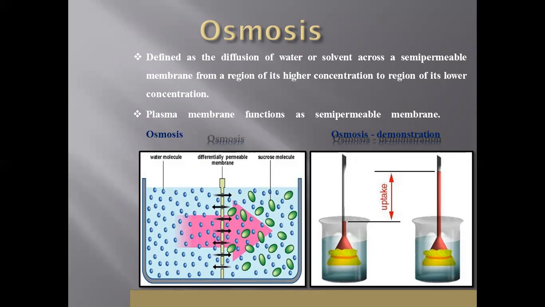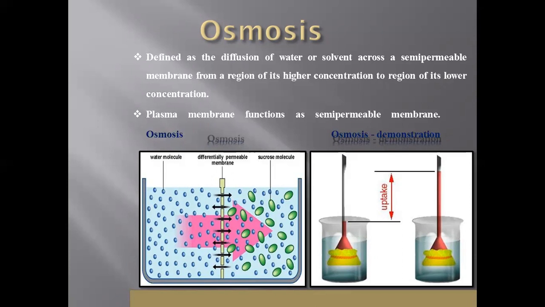Whereas in osmosis, two words should be there in the definition: movement of water or the solvent across a semi-permeable membrane. One is water or the solvent, the other one is semi-permeable membrane, right? The plasma membrane functions as a semi-permeable membrane in case of osmosis.